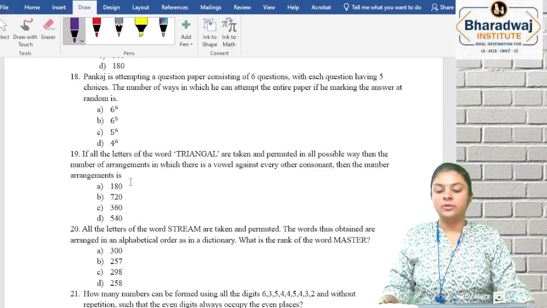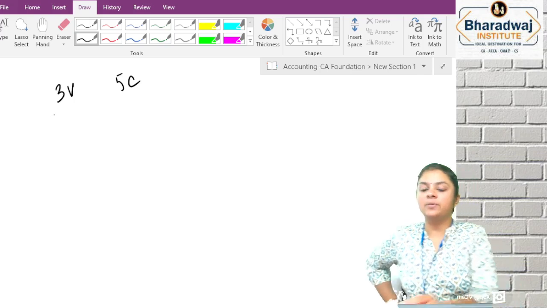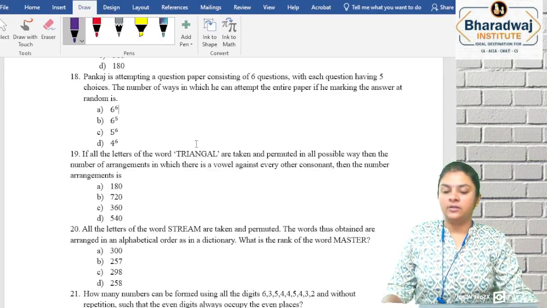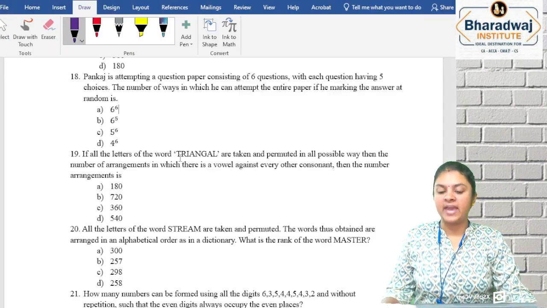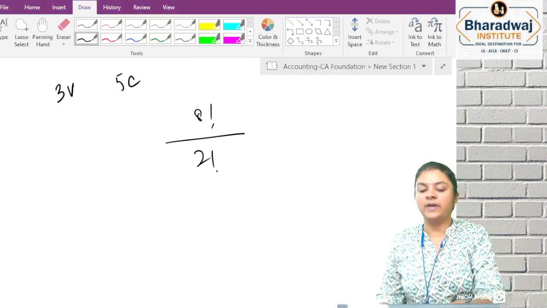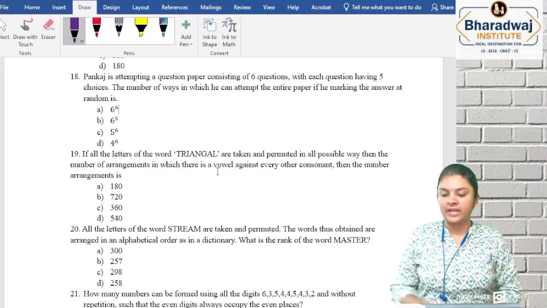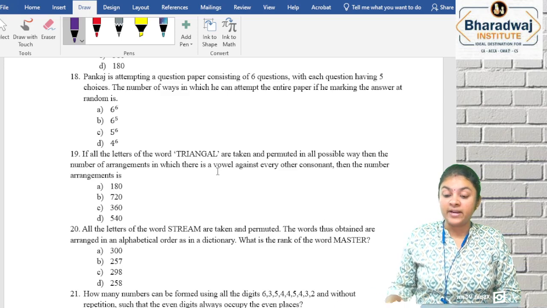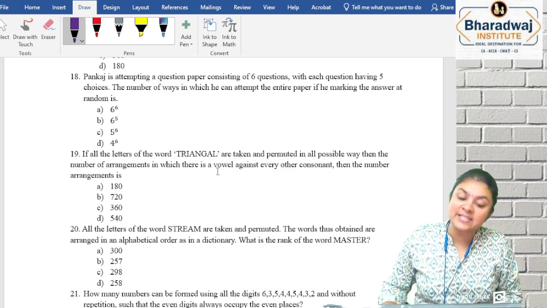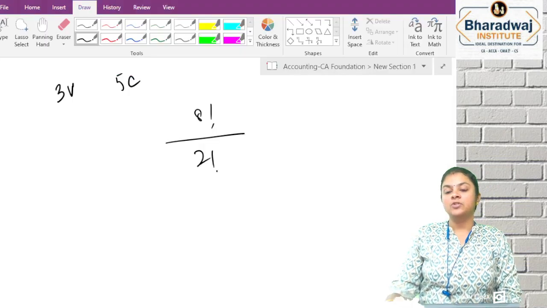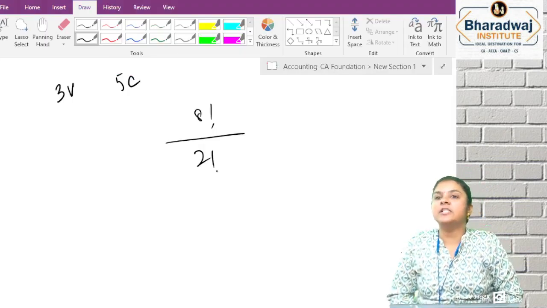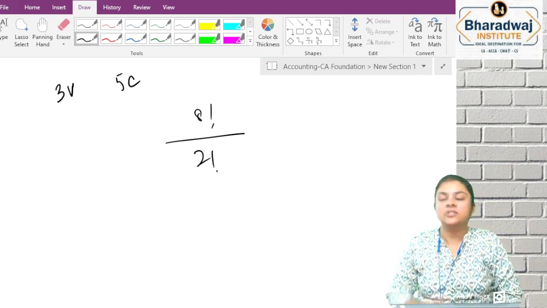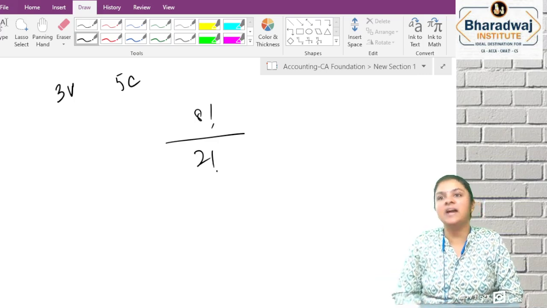Yes. The ideal total number of arrangements, how much will you say? 5 plus 3, 8 factorial, divided by the duplication. You only have A as the duplication, which is 2 factorial. So this is the ideal number of arrangements. Now they are asking the number of arrangements in which there is a vowel against every other consonant. So vowel against every consonant means either before or after the consonant there should be a vowel.